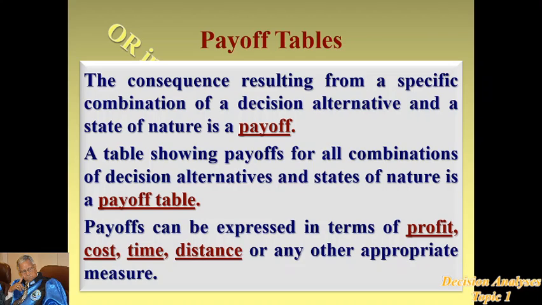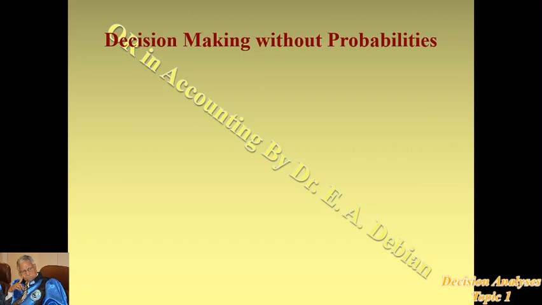How can we make a decision analysis? How can we make decisions? We can make decisions either without probabilities or with probabilities. Let us start with the first one, decision making without probabilities.